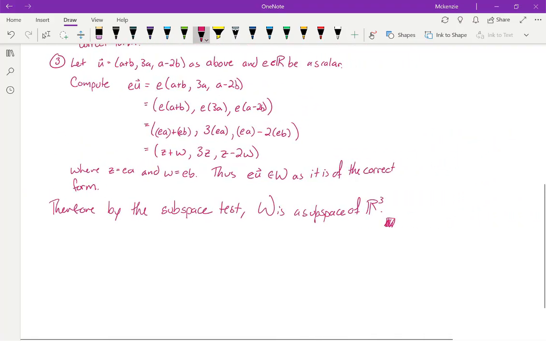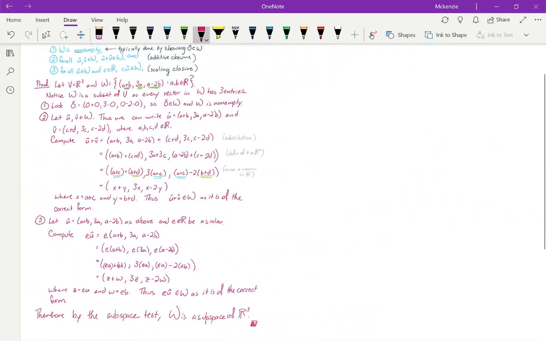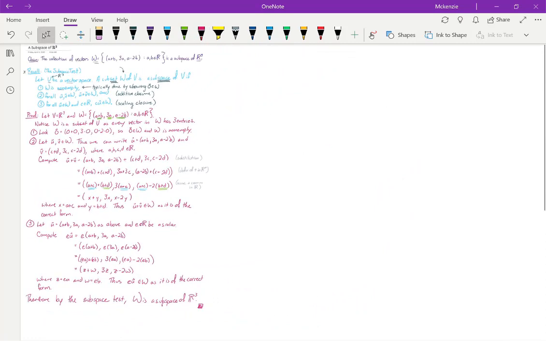There's our proof. Alright, so this is a very important kind of proof, so be practicing these subspace proofs as much as you can, because they are absolutely the most important ones.